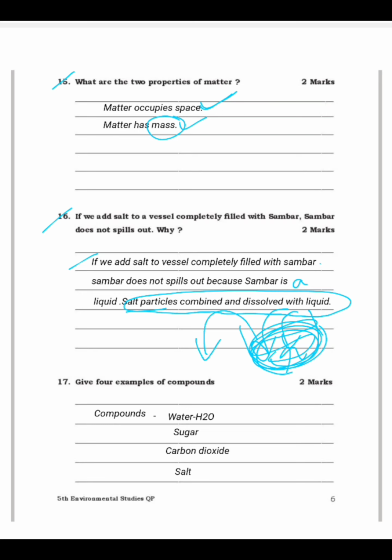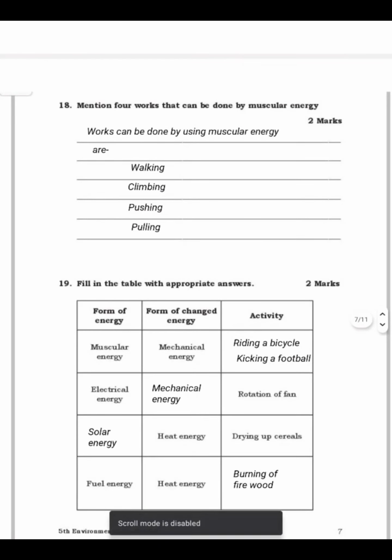Okay, now let's move to question number 17. Give four examples of compounds. Here you have to write examples for compounds. Like compounds, elements, mixtures, you have already learned in that lesson, right? So what are the compounds here? Water, that is H2O, sugar is a compound, carbon dioxide is a compound, and salt is a compound. Got it?